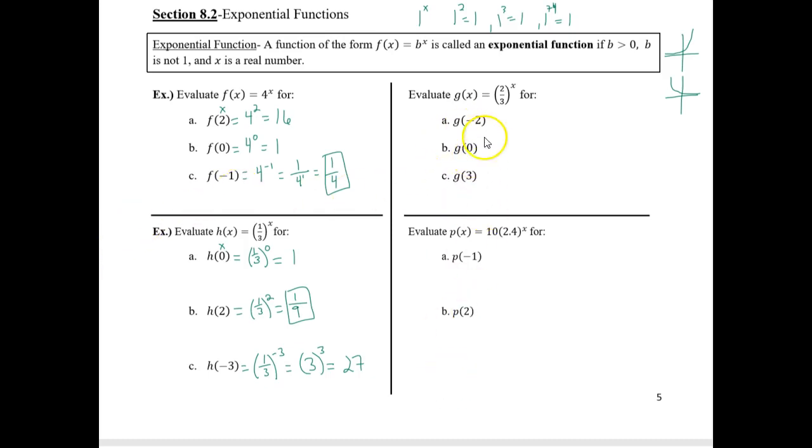On this side, I want you to go ahead and try these examples. But on this bottom one, you're going to need a calculator, okay? So use a calculator to simplify those exponents there.